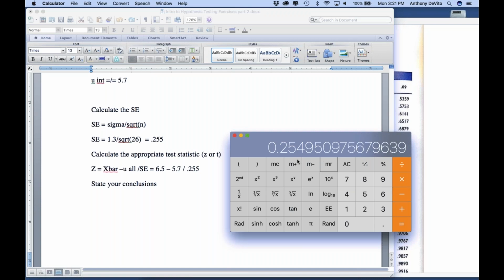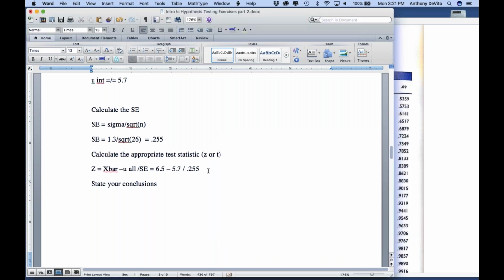Right, so I'm going to clear that. It's going to be 1.2 divided by 0.255. That comes out to 4.7. So Z is equal to 4.7.